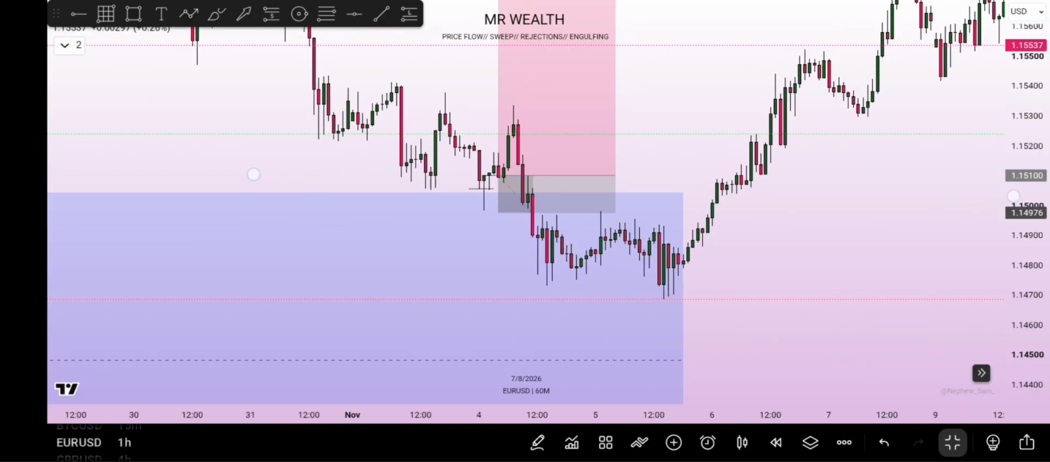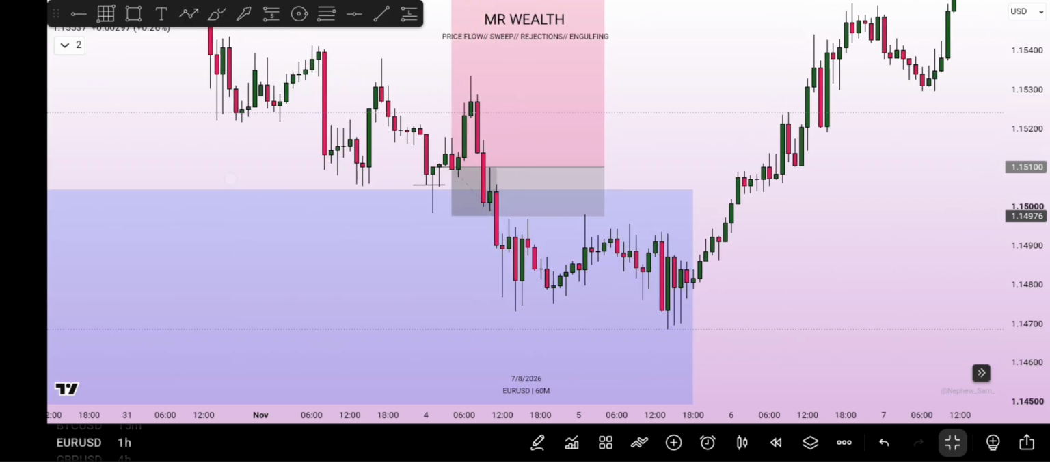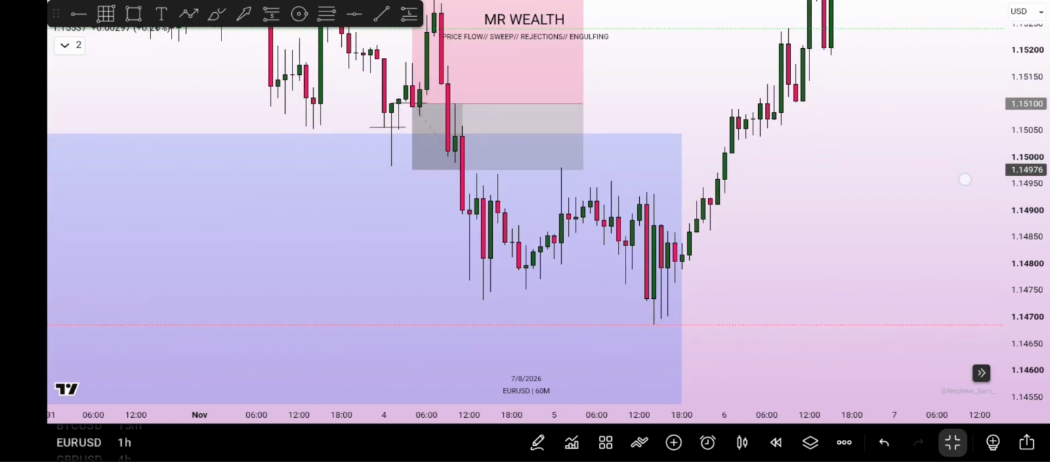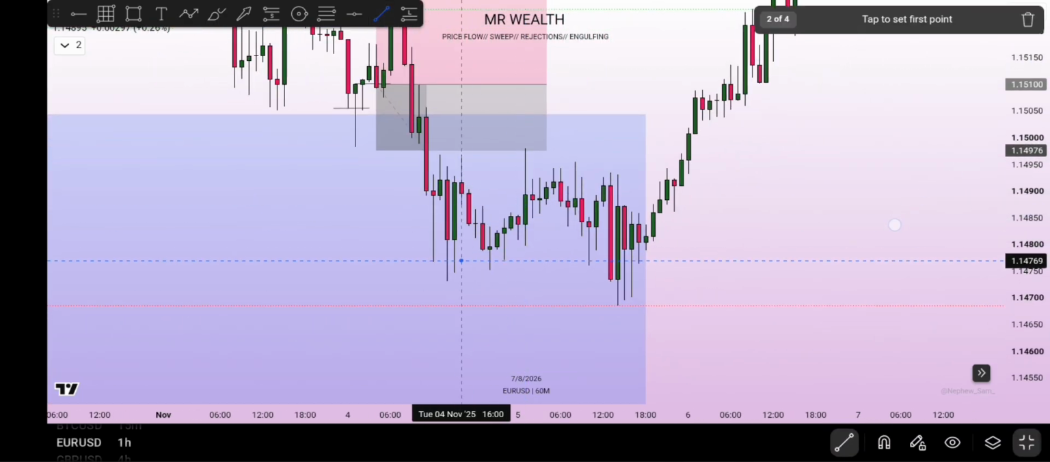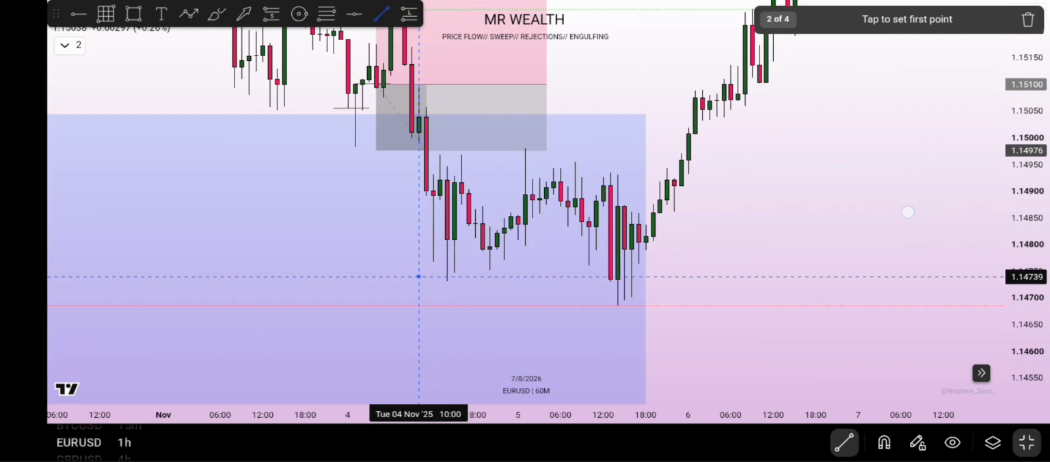So inside this zone again, you saw another sweep.